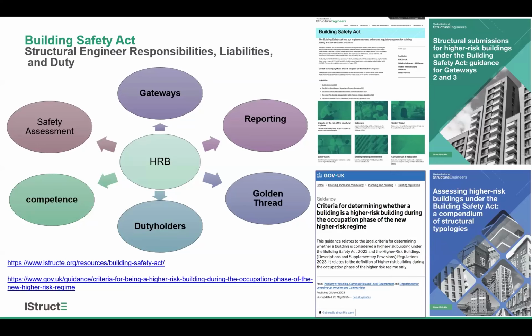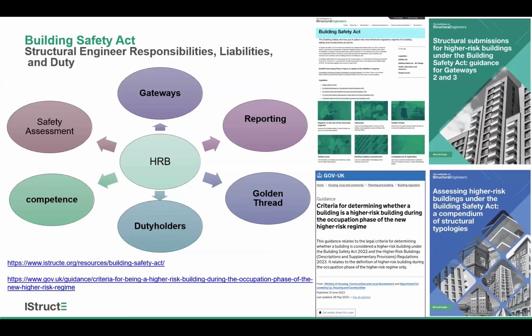2 publications are Assessing Higher Risk Buildings under the Building Safety Act, a compendium of structural typologies, which is the blue one on the bottom right-hand side, and the structural submission for higher risk buildings under the Building Safety Act, guidance for Gateway 2 and 3, the green one on the top right-hand side, which is recommended to structural engineers and those involved in building control checking.